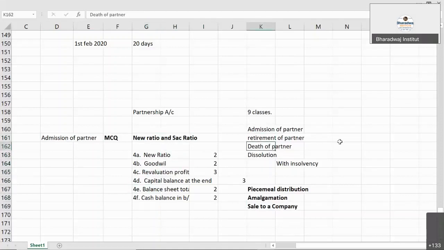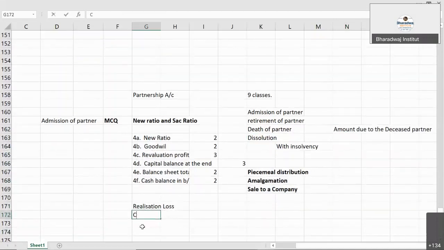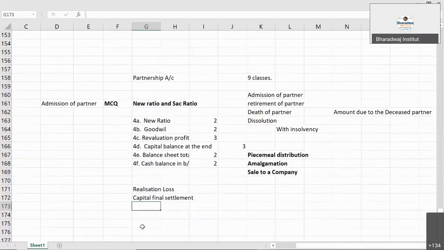In case of death of a partner, one extra question that can be added is what is the amount due to the deceased partner. In case of dissolution, they can ask you what is the realization loss, then what is the capital final settlement. These are the 2 things they can test.